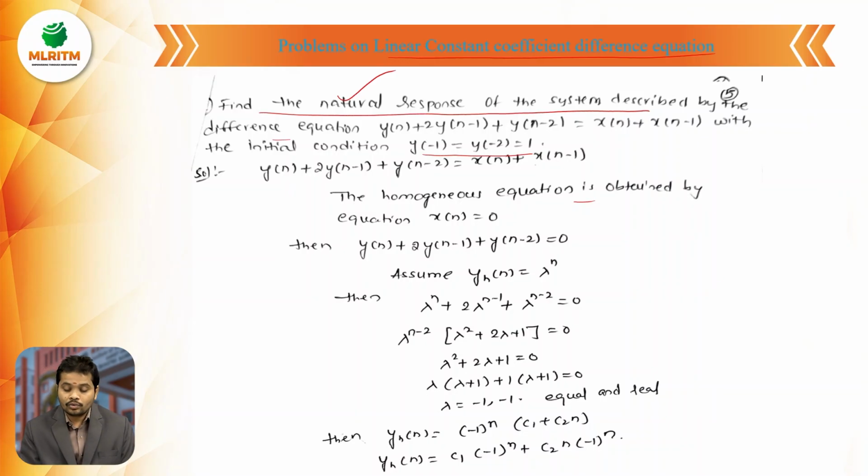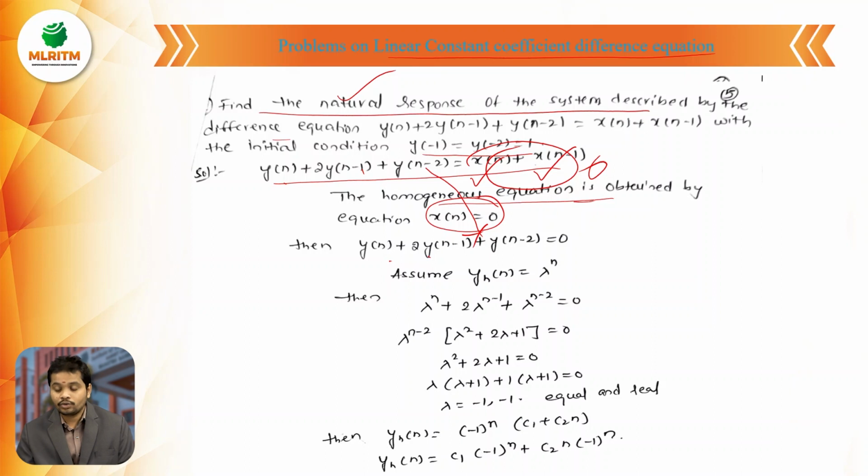So here we have to consider this equation. The homogeneous equation is obtained by keeping the input terms equal to 0, that is x of n and x of n minus 1 are 0. So then what will be the answer? The terms y of n plus 2 y of n minus 1 plus y of n minus 2 become equal to 0. To obtain the homogeneous equation, we assume y of n equals lambda power n.